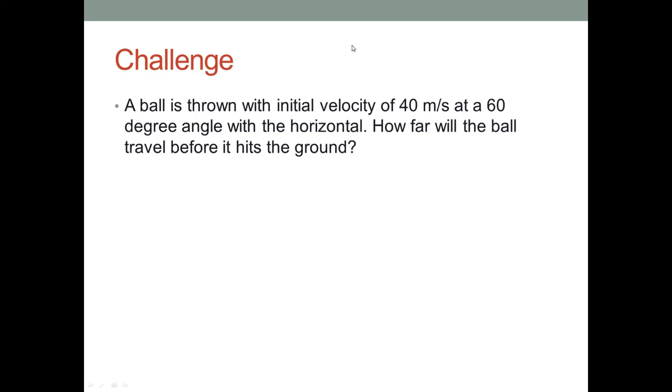Try your best to solve this problem. Hopefully I will solve this for you in a subsequent video and make sure you understand it.